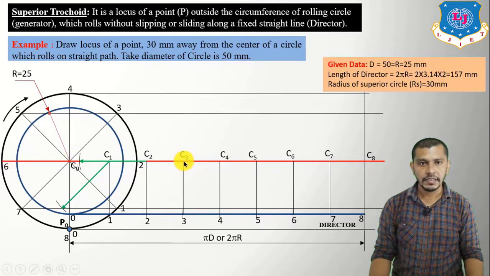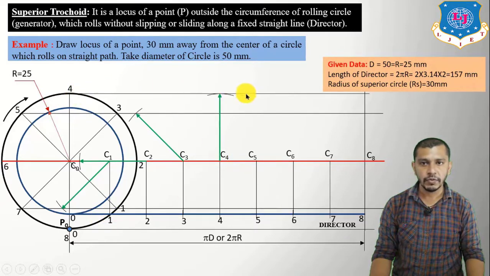Now take the center at C3, give an arc on the line passing from the third division of the circle. So we will get the intersection over here. Now with radius equal to the radius of the superior circle and center at C4, give an arc on the line passing from the fourth division of the circle. Continue to give the arcs by taking center at C5, give an arc on the line passing from the fifth division of the circle. Take center at C6, give an arc on the line passing from the sixth division of the circle.